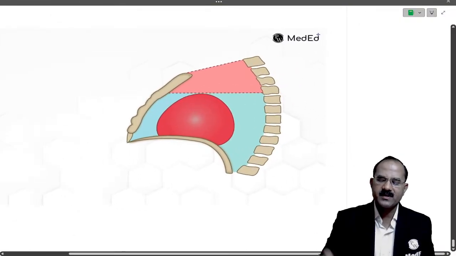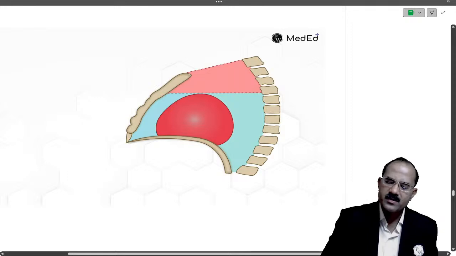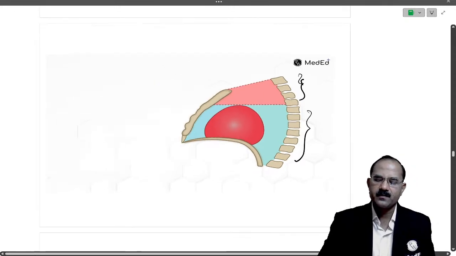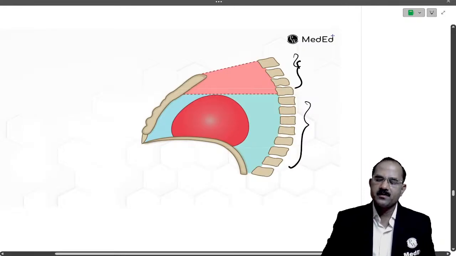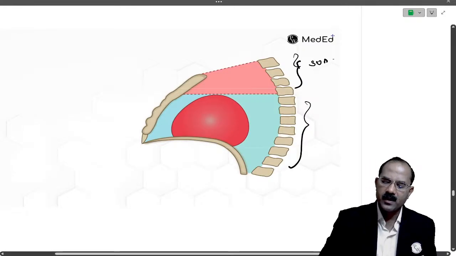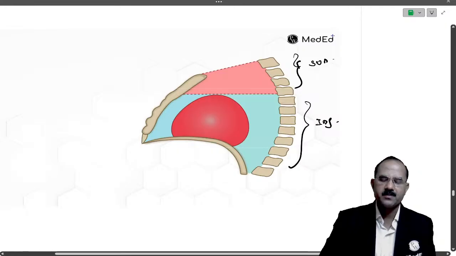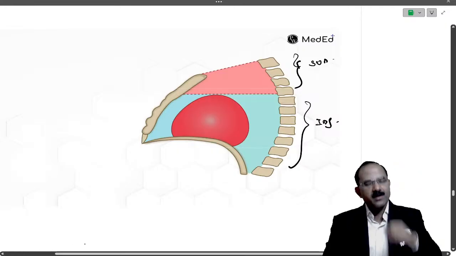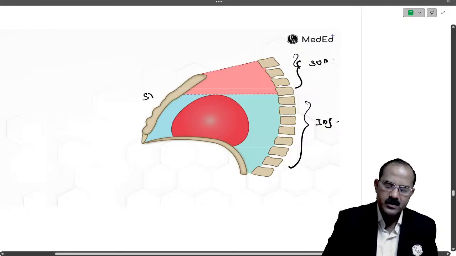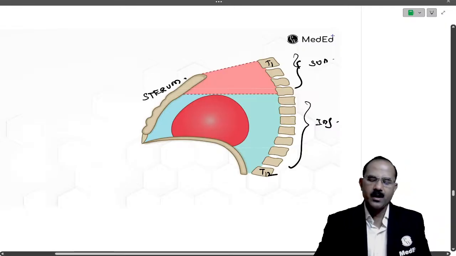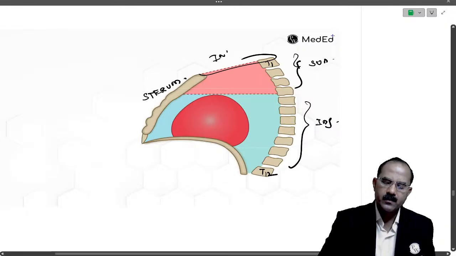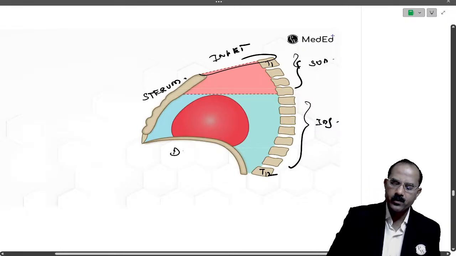Just tell me, what is this? What is this showing? Any guesses here? What is this mediastinum and what is this mediastinum? This is the superior mediastinum and that's the inferior mediastinum. So what are the boundaries of the mediastinum? In front is the sternum, posteriorly are the thoracic vertebrae, above is the inlet of the thorax, and below is the diaphragm.